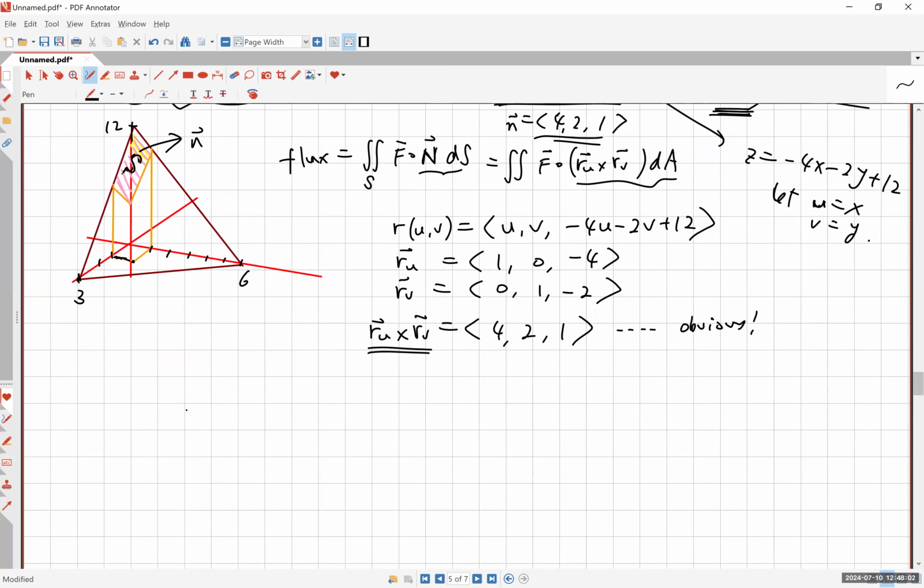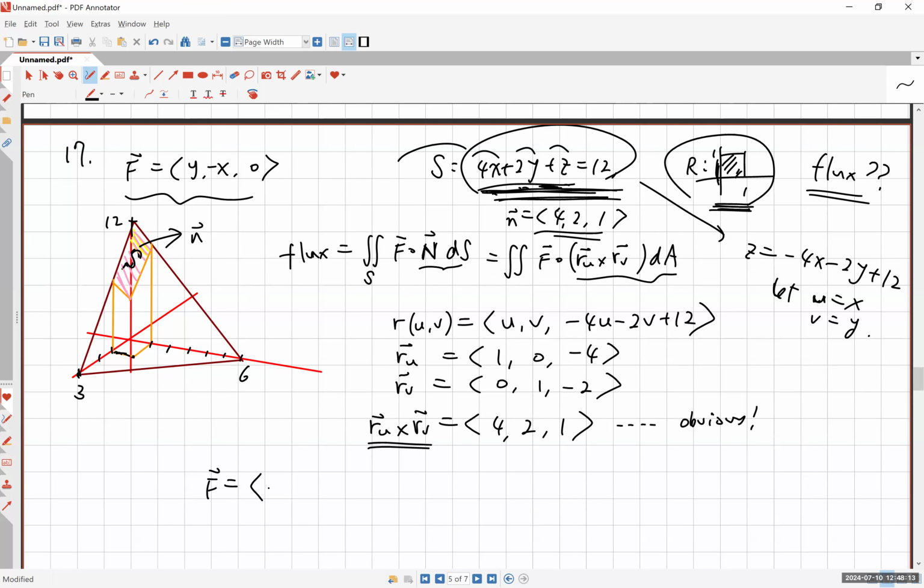All right, now let's do the flux then. The flux, oh, wait, I have to have F. According to the problem, F is y, negative x, 0. So y is what we now call v. Negative x is what we call negative u, and 0, right? And so if you take the dot product, which we will have to integrate, it's 4v minus 2u plus 1 times 0, which is, of course, 0. That's what we have to integrate.